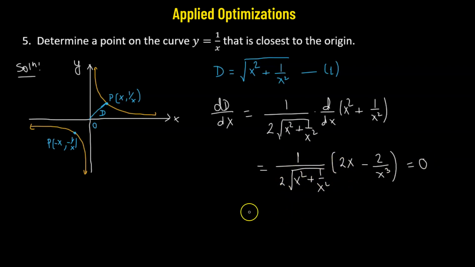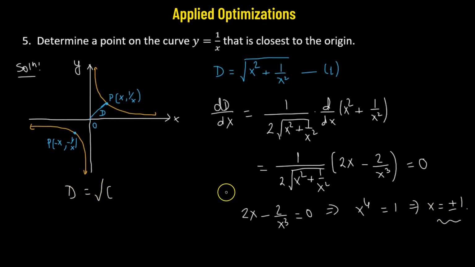We set this equal to 0, and since the square root is always a positive quantity, all we have to do is set 2x minus 2 over x cubed equal to 0. So this will give x raised to the power of 4 equals 1. That means x is going to have the value plus or minus 1. I'm going to have 4 roots, 2 of them are 1 and 2 of them are negative 1. So we have x equals plus or minus 1. So the value of d, whether we choose a positive or negative value, doesn't matter since we are squaring it. So we'll take plus or minus both, 1 divided by plus or minus 1 whole squared. So we are getting the value of d equal to the square root of 2.